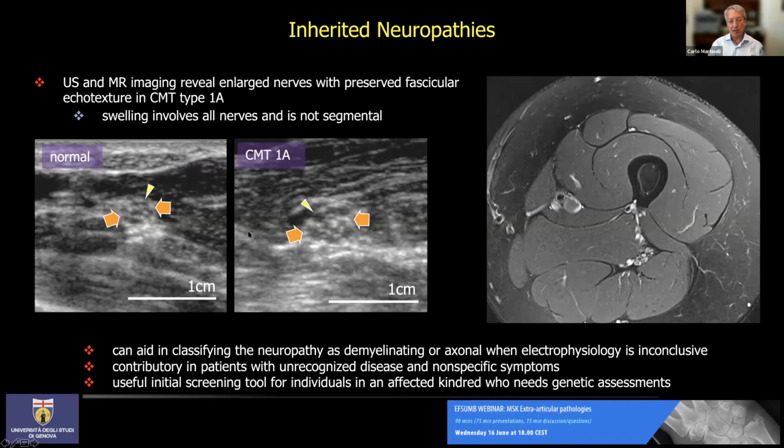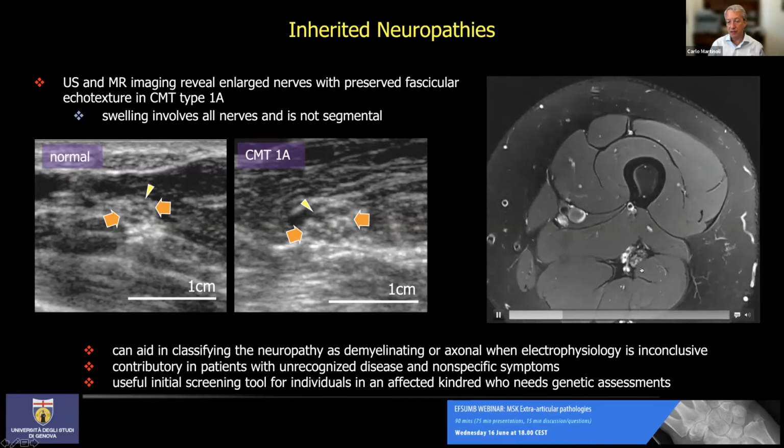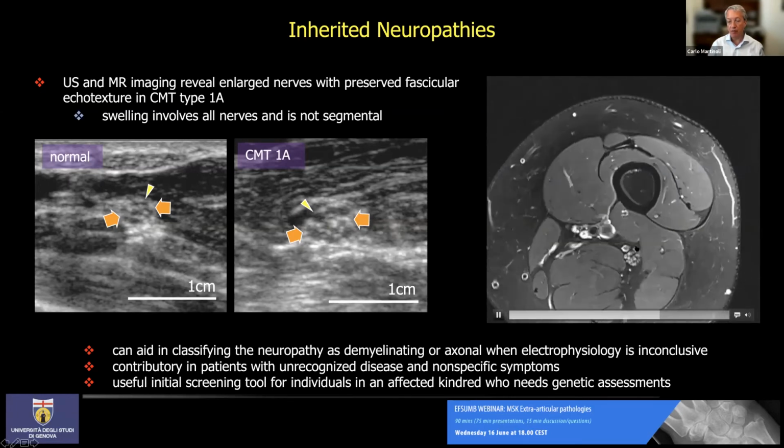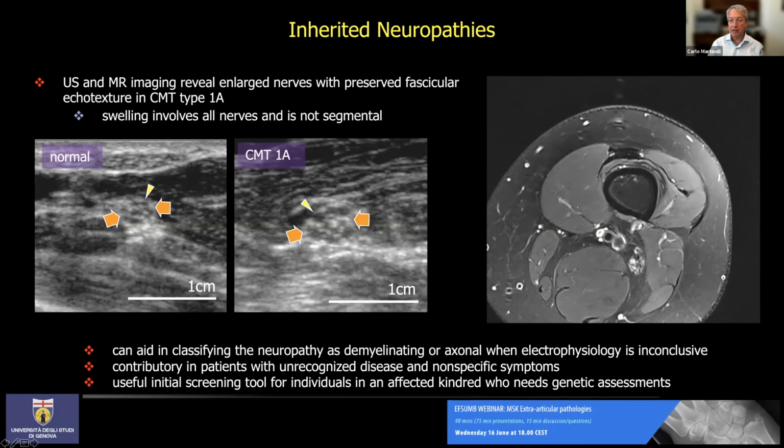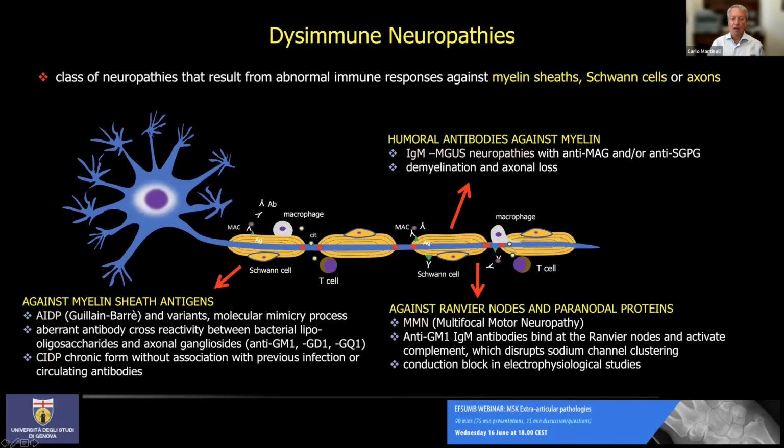And this is a comparison between the demyelinating forms and the axonal forms. The axonal forms are associated with normal nerve size. And this is another example of Charcot-Marie-Tooth with a big sciatic nerve in the thigh.